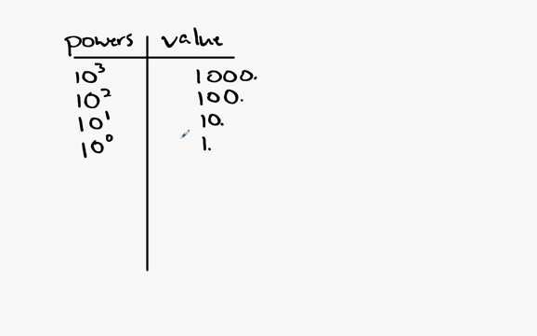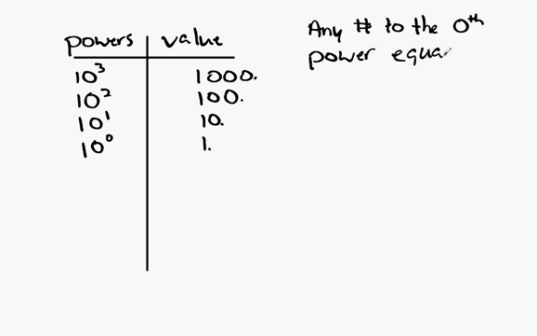It's a little bit tricky to think of if you haven't seen it before, but the key here is that any number to the 0 power is equal to 1, except for 0. 0 is its own thing. We don't worry too much about that. But now we can keep this pattern going.